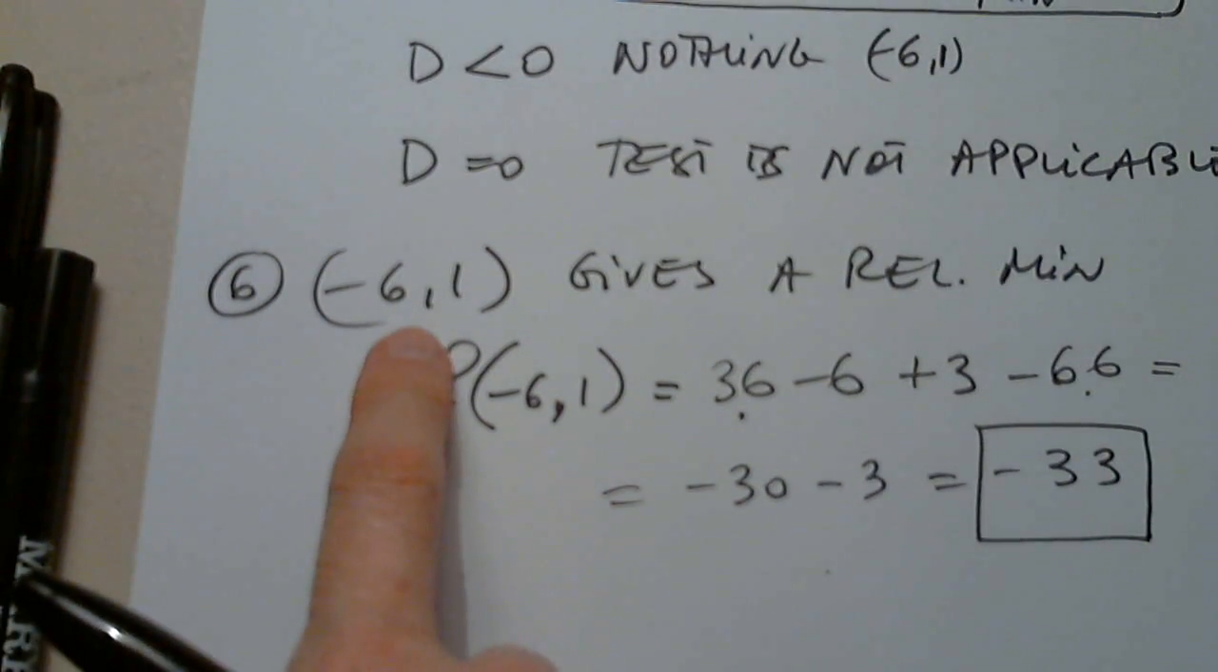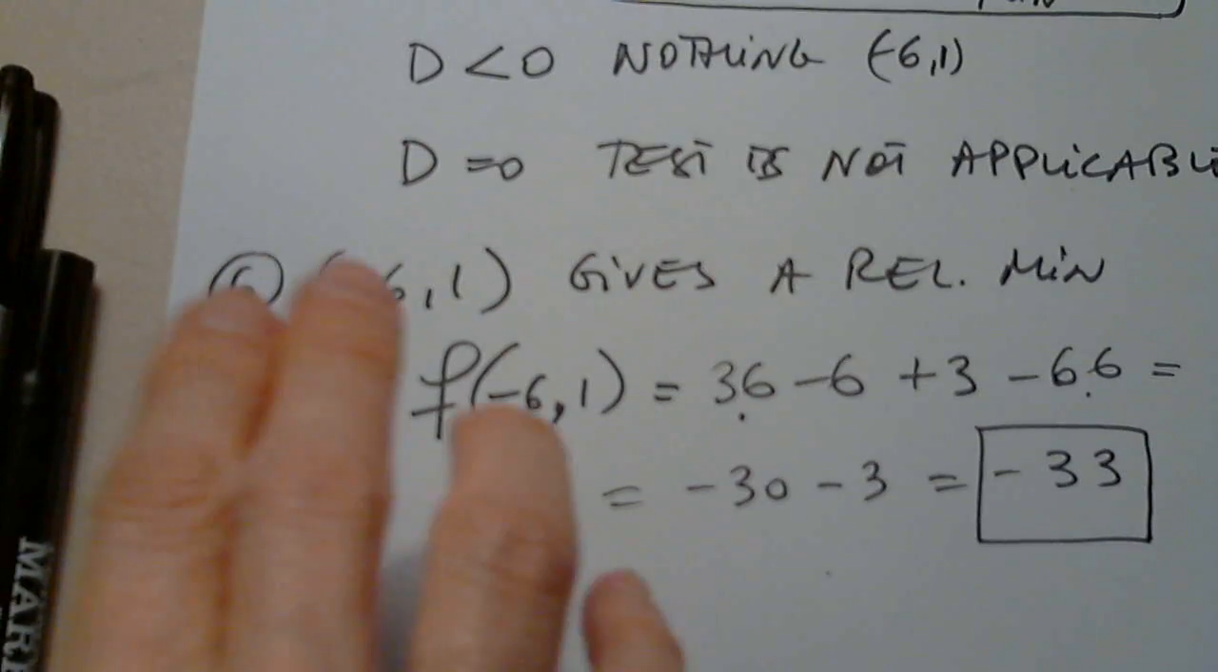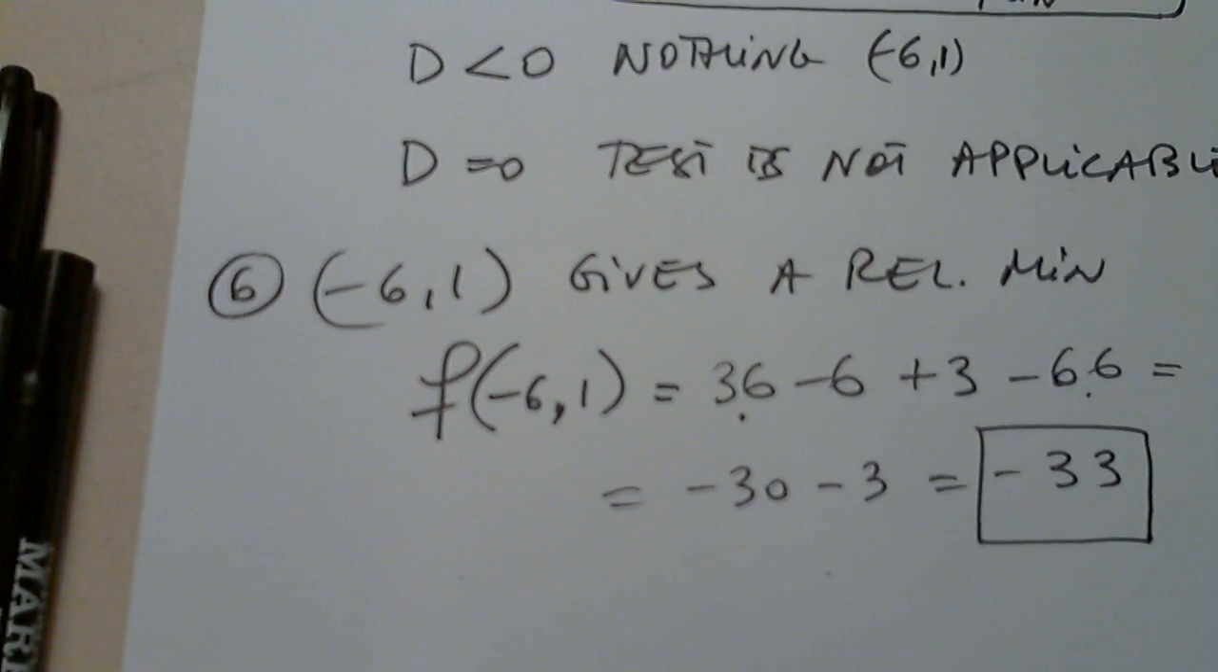The critical point is (-6, 1). Where does the relative minimum occur? It occurs at (-6, 1). How much is it actually? What is that minimum? Negative 33.